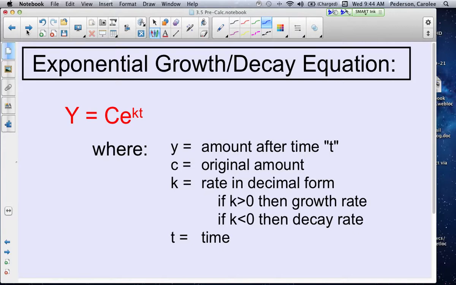If your K is greater than 0, you're going to have a growth rate. If your K is less than 0, you're going to have a decay rate. It's going to decrease over time. And then your T is your time. I'll give you some time to write down that slide.